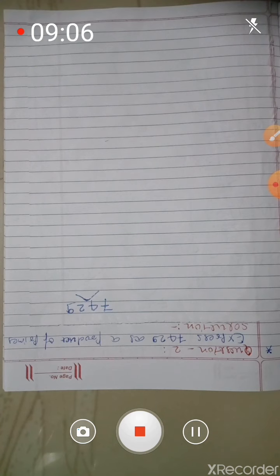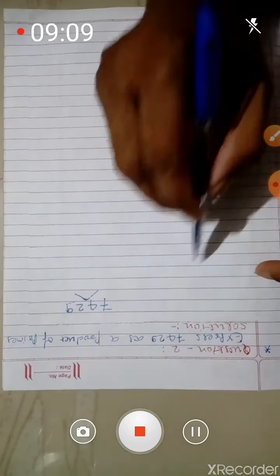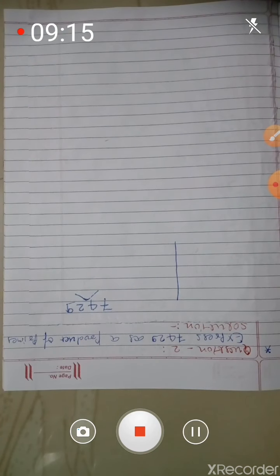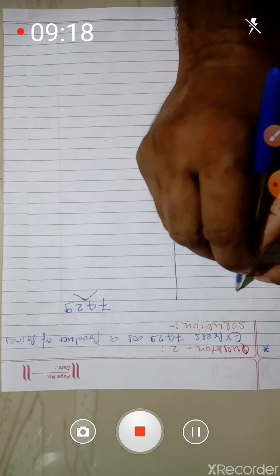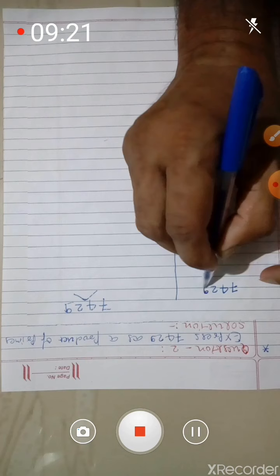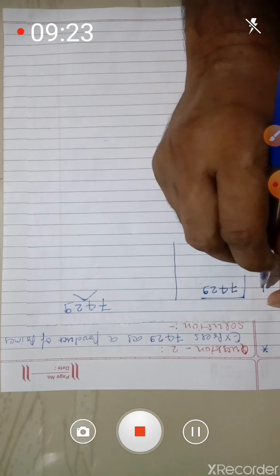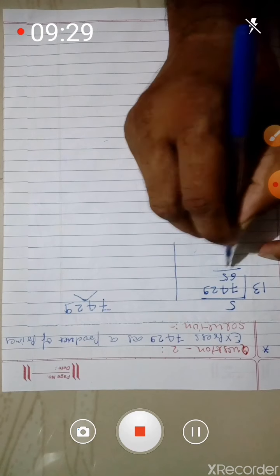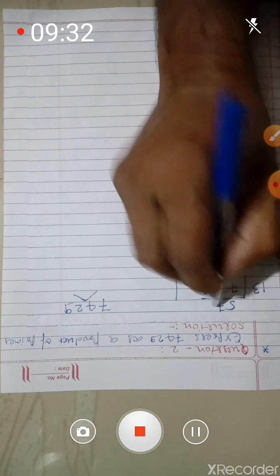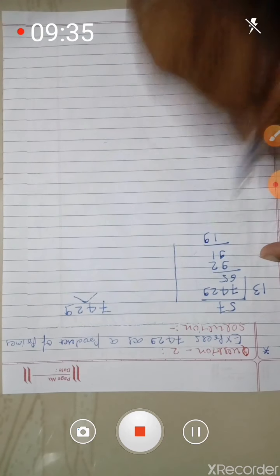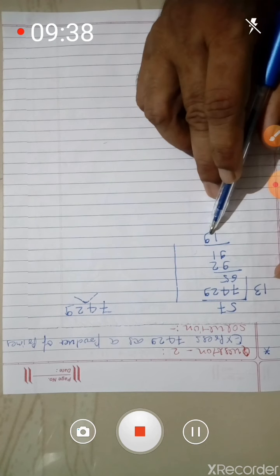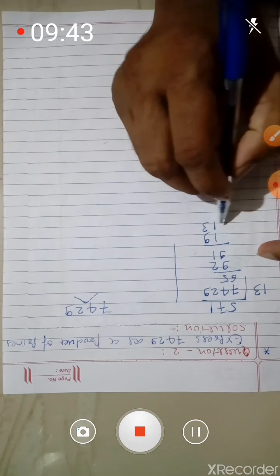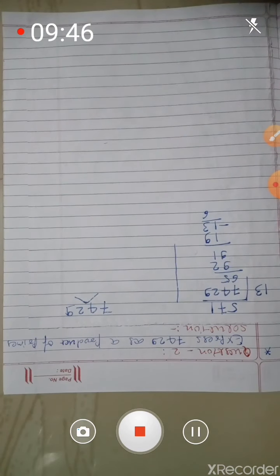Now for 13, after 11 next number is 13. No rule for 13. Now onwards for bigger prime numbers there is no divisibility rule, so we have to divide that number. Now 7429 divided by 13. So 13 5s are 65, 9 left. 13 7s are 91, then 1 9. So 19 left. Obviously 19 is not a multiple of 13, so it is not divisible by 13.